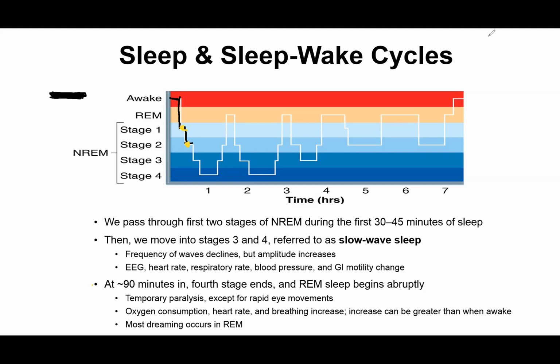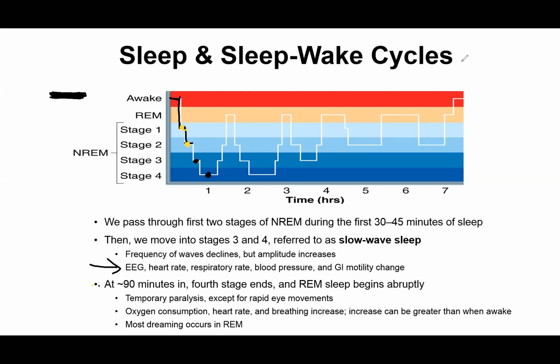And then we are going to shift into stage 3 and stage 4. These are what we call slow wave sleeps, because the frequency of the waves are going to decrease, but the amplitude, the height of the waves are going to increase. And remember, this is the period that heart rate and respiratory rate and blood pressure are going to change. Specifically, they're going to slow down.